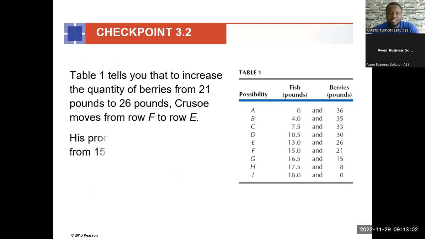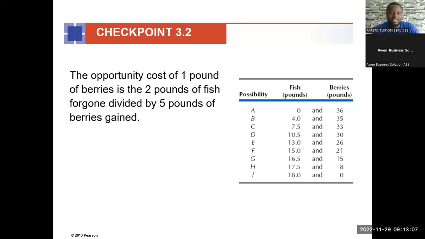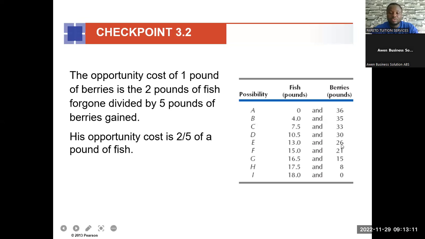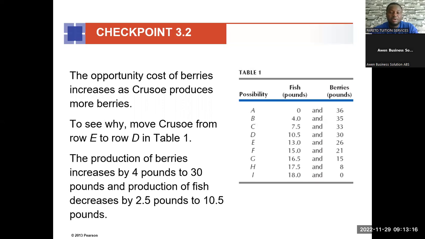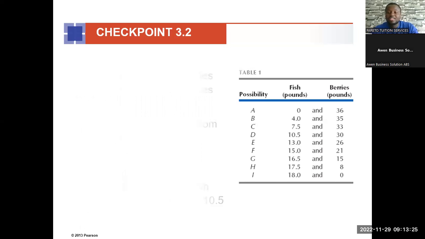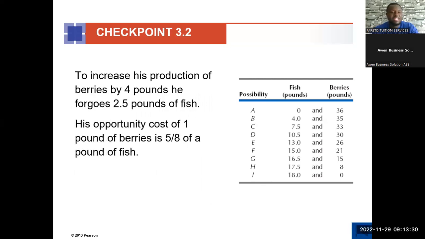So the first one that we did, we had 2 over 5, right? 2 over 5. So the opportunity cost of moving from 26 to 21 was 2 over 5. And then for the follow-up, now when we move from E to D, the production of fish will decrease by 2.5 pounds. Okay. And then the production of berries will increase by 4 pounds. So the opportunity cost will be 2.5 divided by 4, which is 5 over 8. This is bigger than 2 over 5.